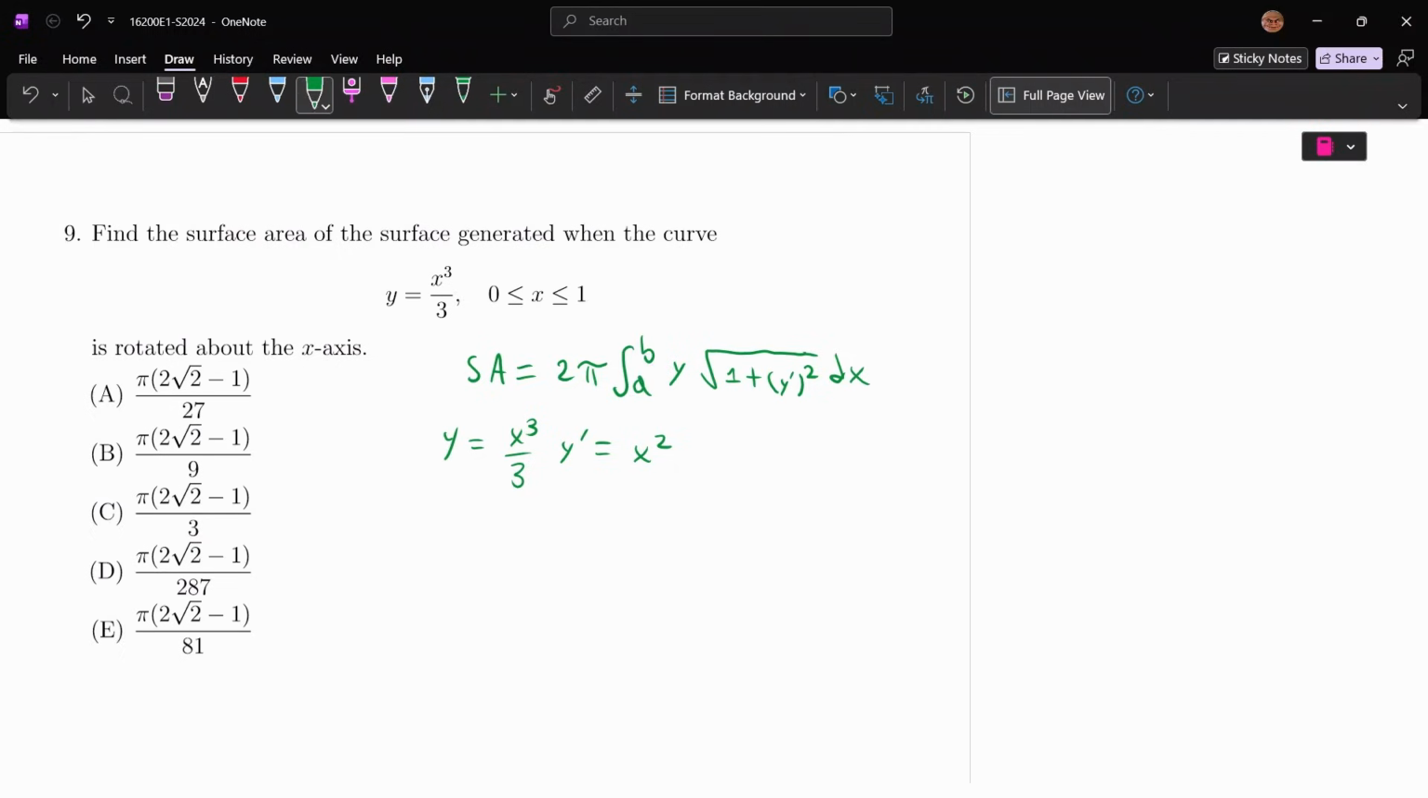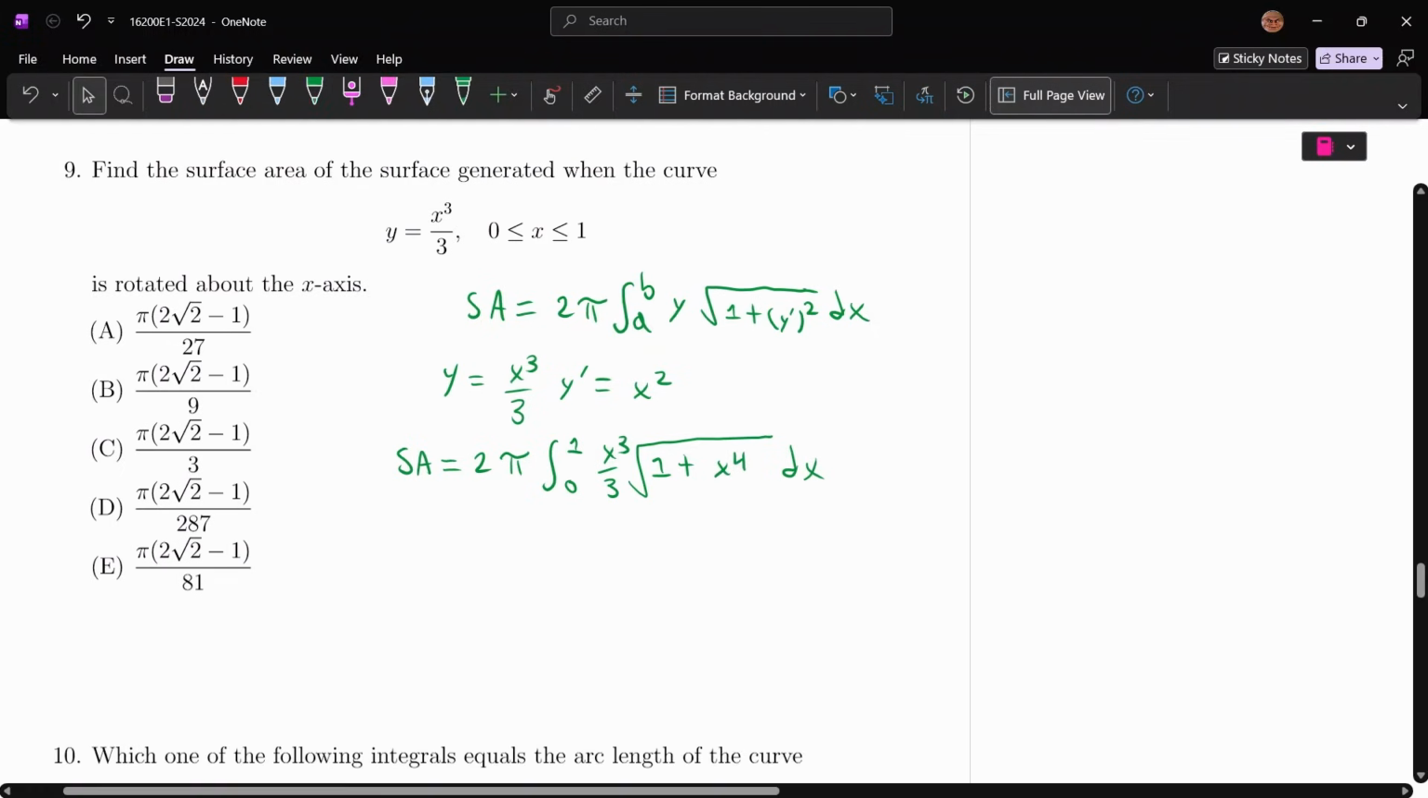So we can plug that straight into the formula, and you end up with an integral that looks like this: the surface area is going to be equal to 2 pi times the integral from 0 to 1 of x cubed over 3 times the square root of 1 plus x squared with respect to x. And so then this x squared, that's just going to become x to the 4th. And then from there, we can just integrate this.